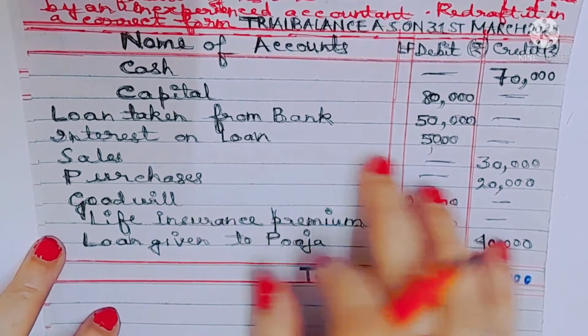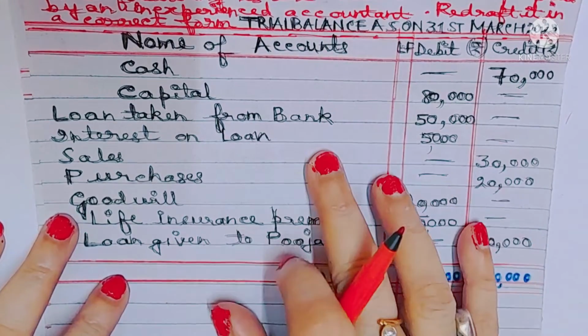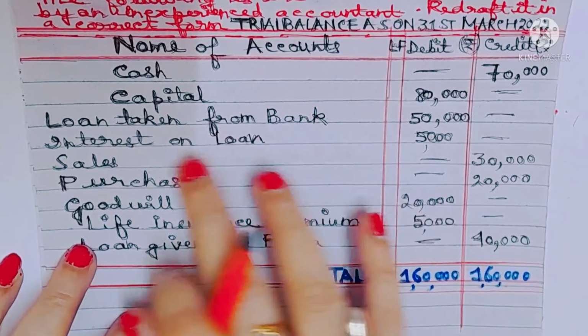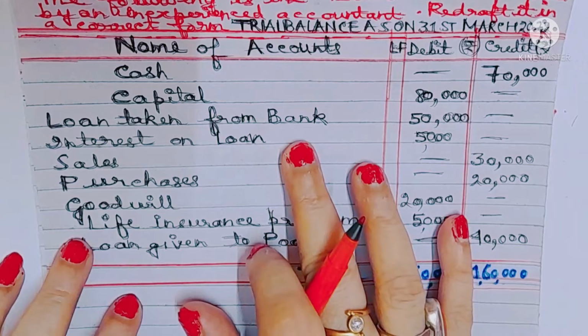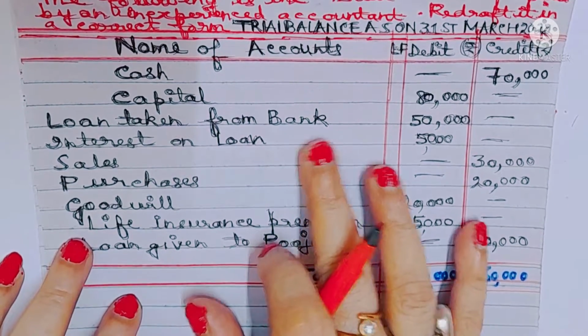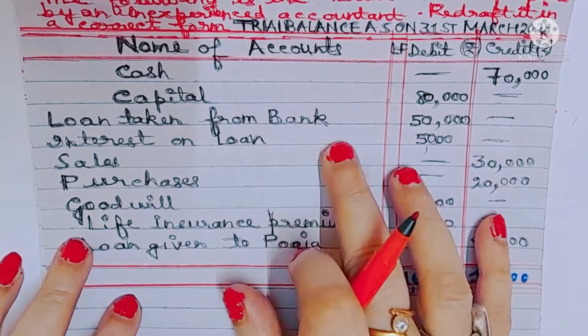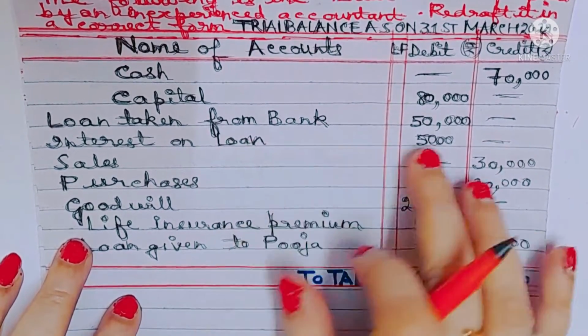Interest on loan has been written correctly in the debit column. Why? Because interest on loan is a debit balance. When you take a loan from the bank, you have to pay some interest. So interest on loan falls under nominal account. According to nominal account, all losses and expenses are debited. Here, interest on loan is an expense for the business, so interest on loan will be debited.